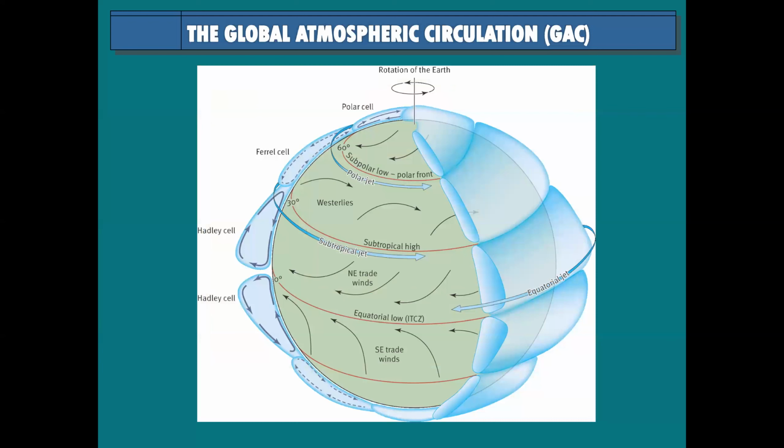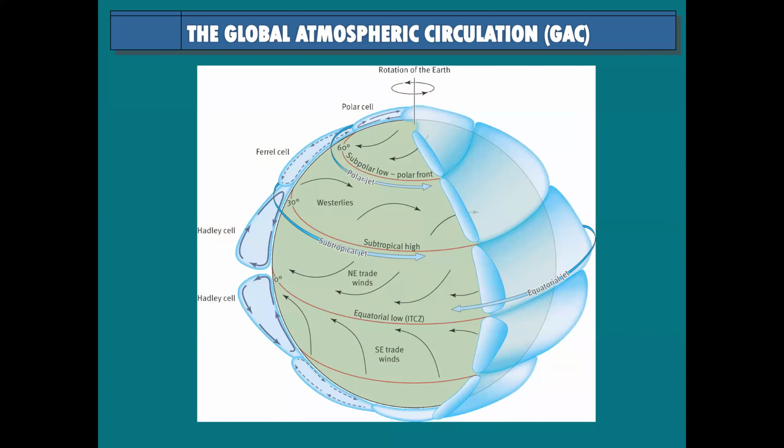All right, the global atmospheric circulation. It's called the GAC, global atmospheric circulation. This is a model. And if you remember back to last week, there was a question in the homework related to models: why do we use models and why are they significant and important? Part of it is they tend to simplify things.